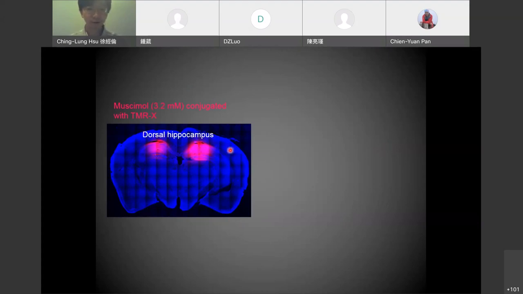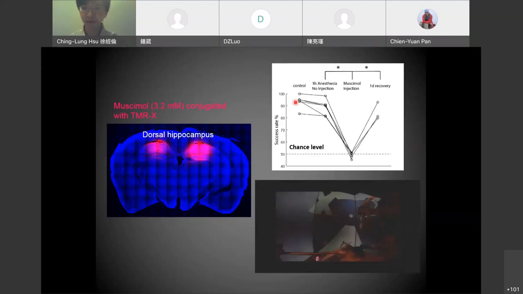Okay, so I will start showing you the results by saying that this task in the virtual reality requires the dorsal hippocampus, because when we inject muscimol, the GABA-A receptor agonist, to silence the dorsal hippocampus, we see the animal's success rate in this task was dramatically impaired from nearly 100% down to 50%, which is essentially the animal just randomly choosing left or right, regardless of what the cues are. But one day after, the performance recovers back to a very good level.